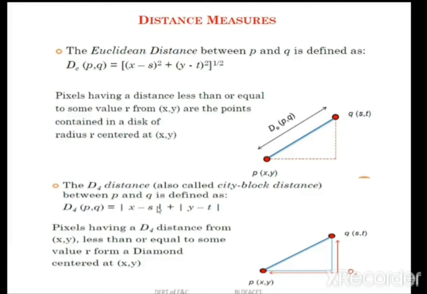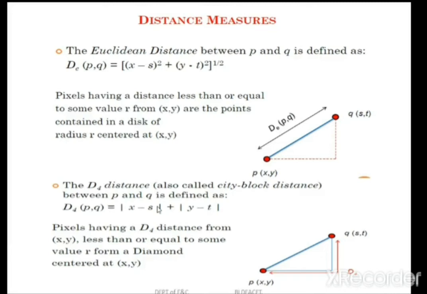The Euclidean distance can be denoted as dE of P, Q, and it is given by the equation square root of x minus s bracket square plus y minus t bracket square. So here, generally, Euclidean distance indicates a circle equation, right? If you consider any 2 pixels P and Q with Euclidean distance, they are going to form a disk of radius r.